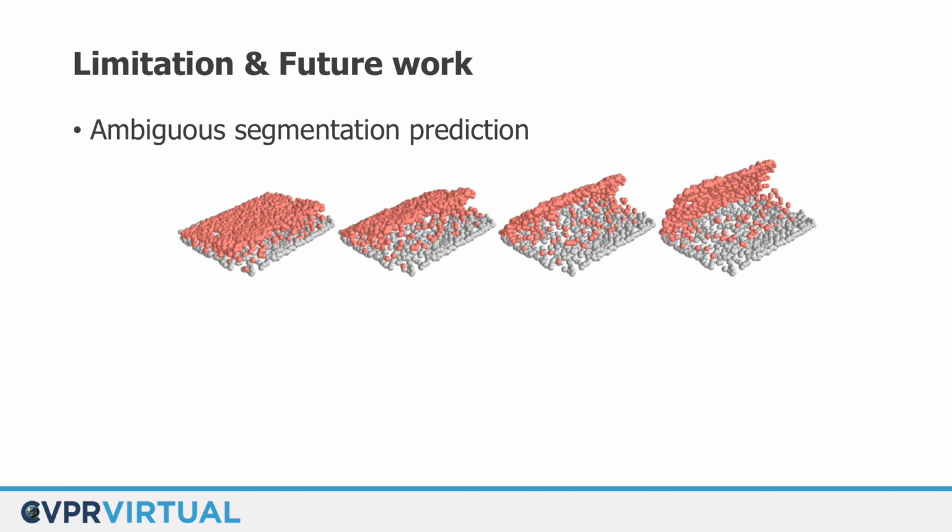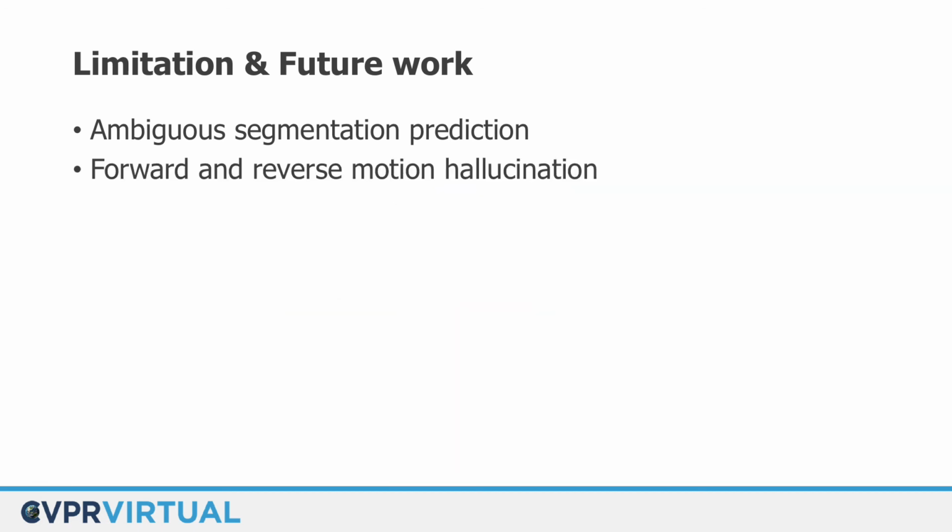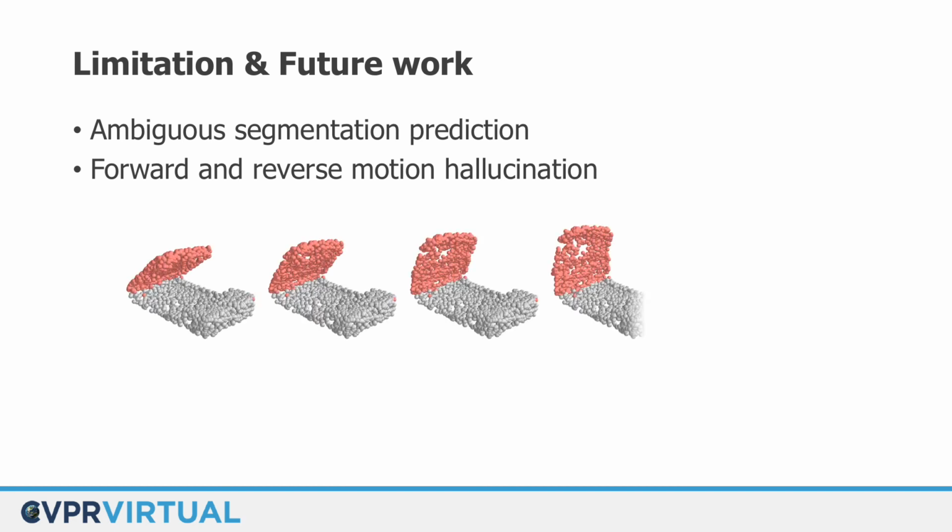Another limitation is that our method currently is not able to hallucinate a forward and a reverse motion together, since adding the training sequence in both directions will cause ambiguity. It would be interesting to explore some more sophisticated solutions to this problem.